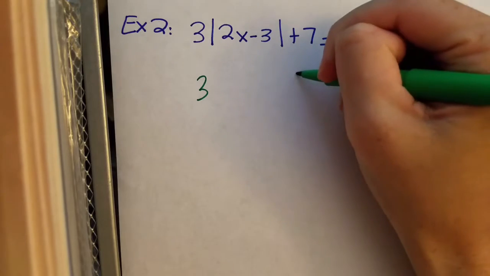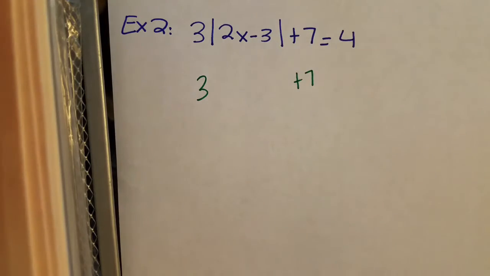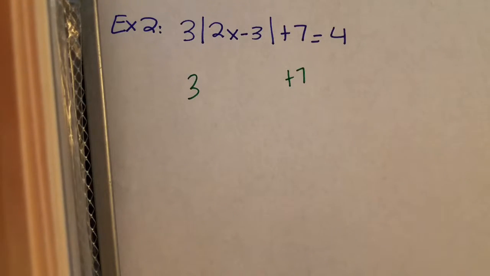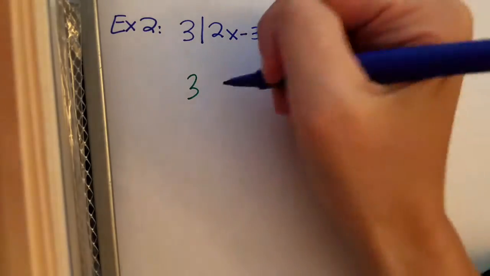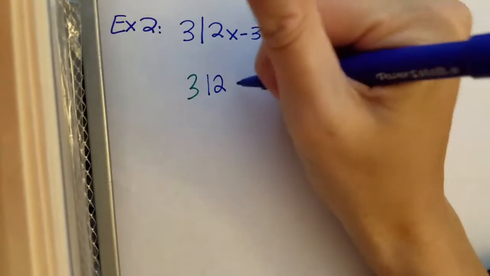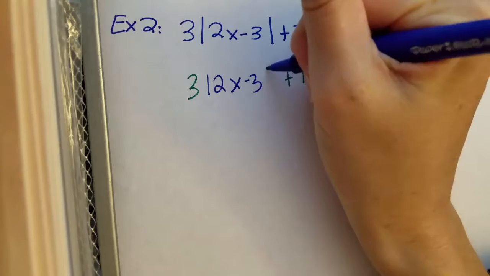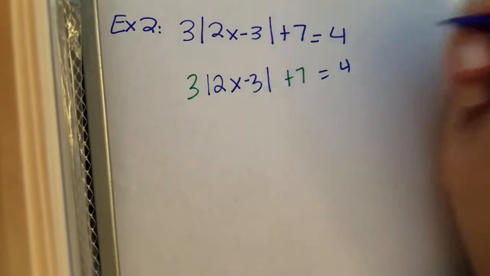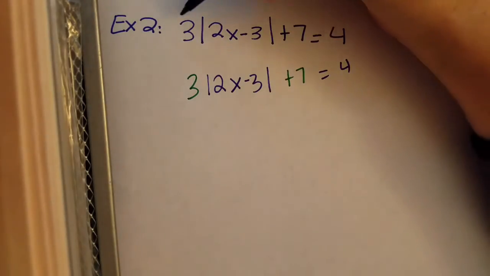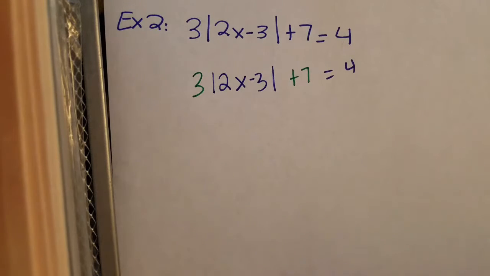So the 3 and the plus 7 must move to the other side before we can separate our absolute value into two separate problems. So I'm just going to rewrite it like this so you guys can see what must move to the other side. Everything in green has to move to the other side before we can solve this problem.